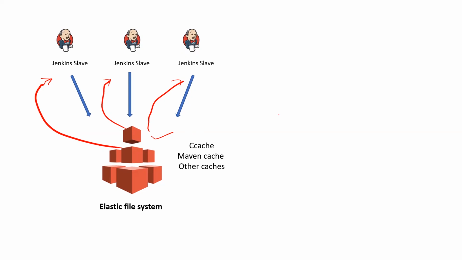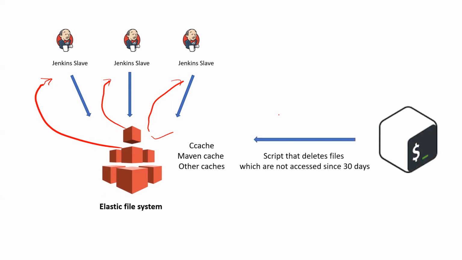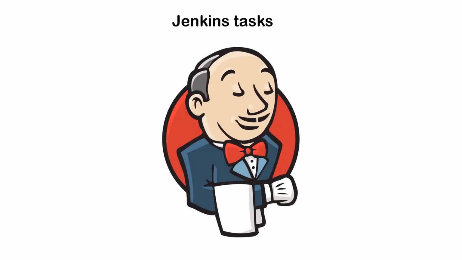So we wanted to delete those files which had not been accessed for 30 days, so that we could reduce the storage in EFS. This is where we wrote a shell script which scans the files in EFS and deletes the files not accessed for 30 days. And this script was scheduled every day to delete the files and reduce the storage in EFS.